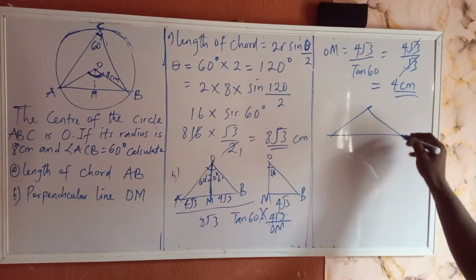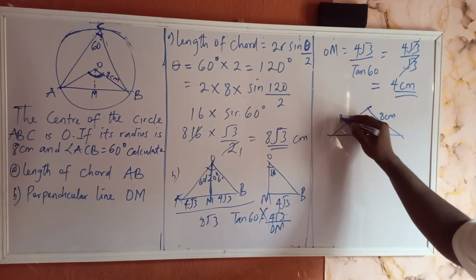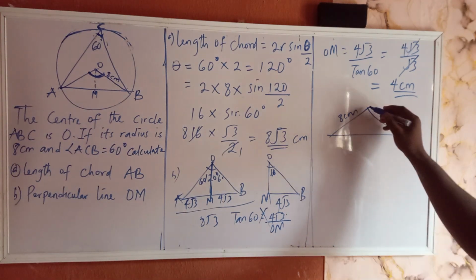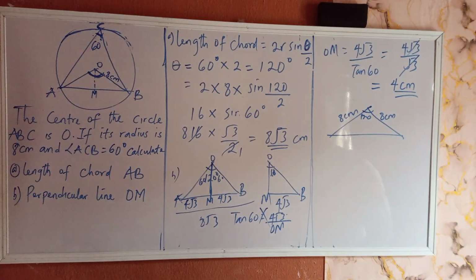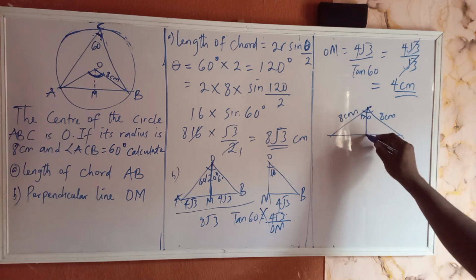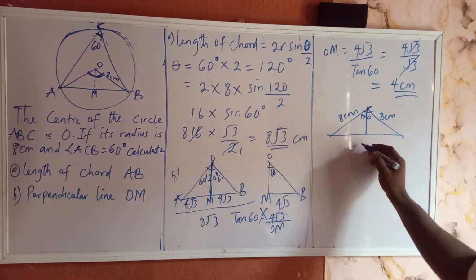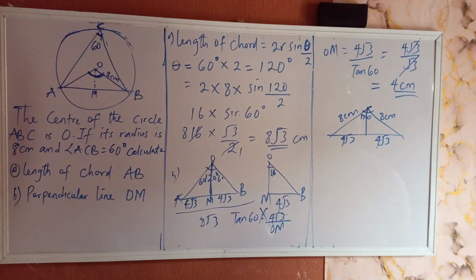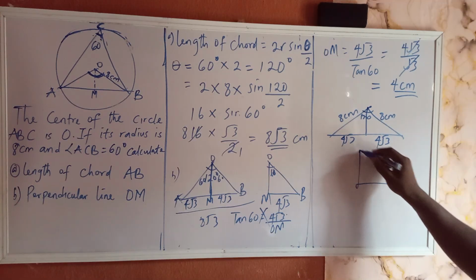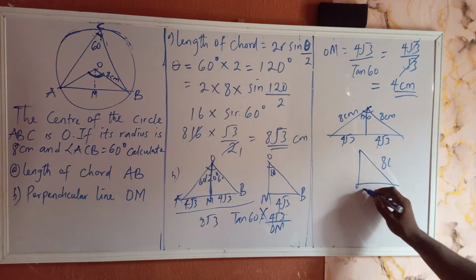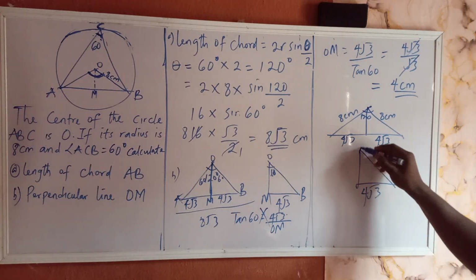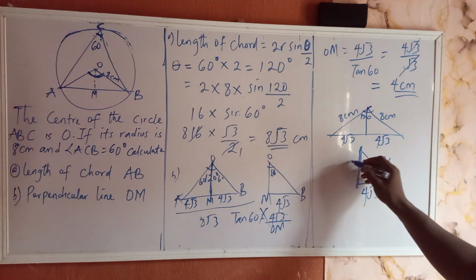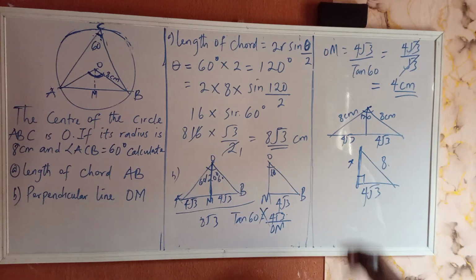Alternatively, another way you can do it is to bring out triangle AOB. This is 8 centimeters, obviously the radius of the circle, and we know this angle is 120 degrees. If you scroll this down, we got this as 8 root 3, that's 4 root 3 and 4 root 3. So if we bring out one part of the triangle, with 8 and 4 root 3, then this is our OM. Let me call it X. Then applying Pythagoras theorem, we can also get the value of 4 centimeters.